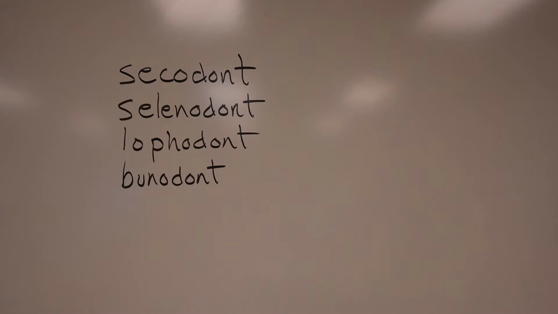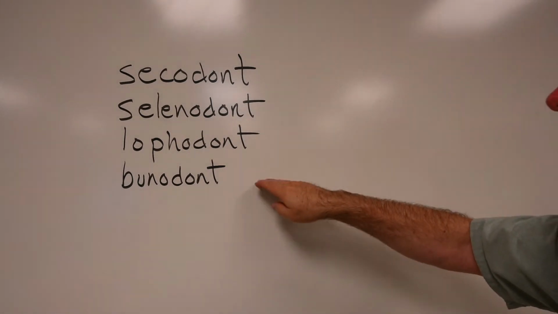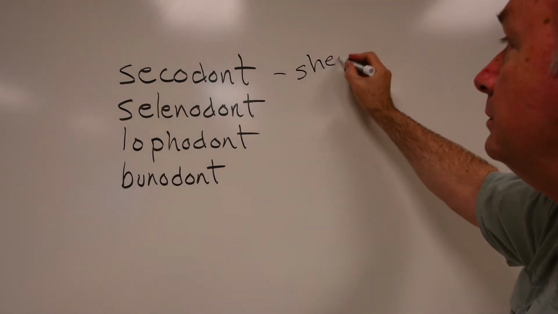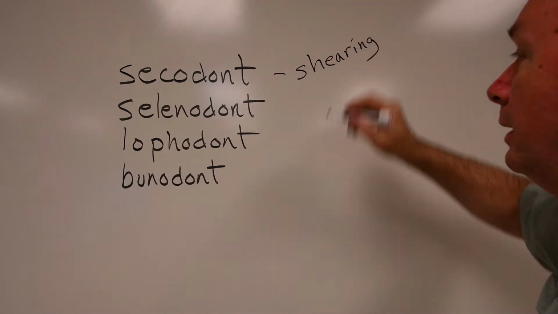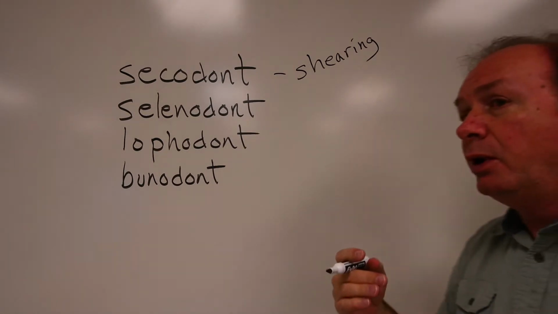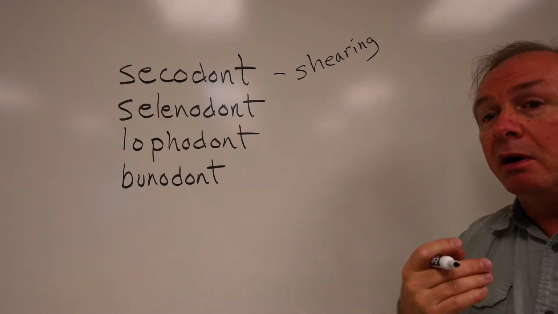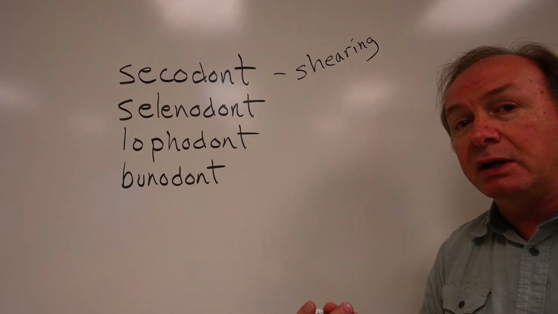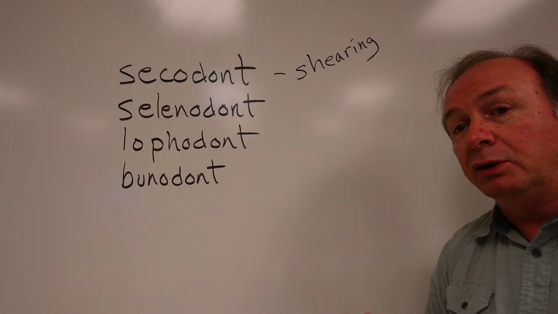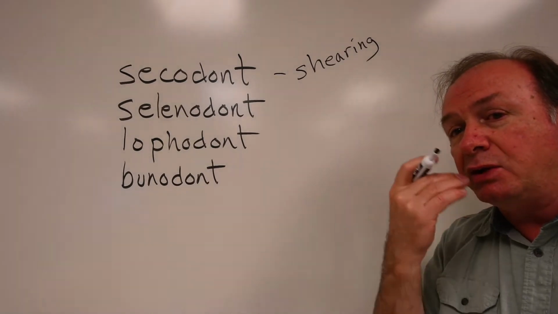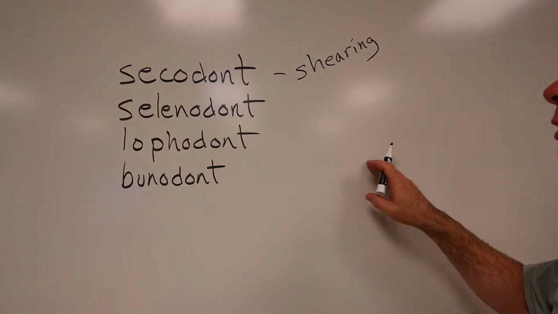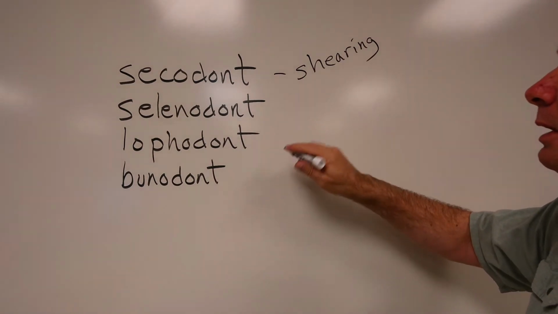Here we have some more terminology: cecodont, solenodont, lophodont, and bunodont. A cecodont type tooth is a shearing type of tooth. We usually think of dogs as having a shearing type of tooth for getting meat off of a bone. If you've ever watched a dog try to get the meat off the outside of a bone, how they'll turn their mouth to the side and try to get behind their canines back there to where they have good shearing action to remove the meat from the bone.